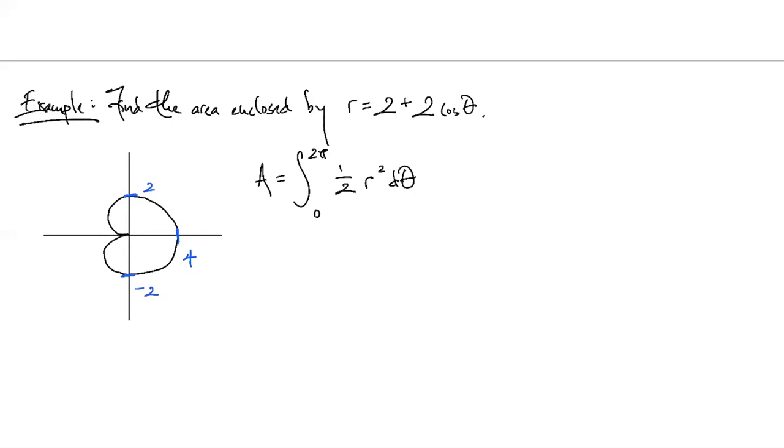All right, so we have this formula, and let's just plug in what we have. So we have the integral from 0 to 2 pi of 1/2. Now instead of r, I'm going to go ahead and put in 2 plus 2 cosine theta. So 2 plus 2 cosine theta. And it's r squared, so I need to square it. Okay.